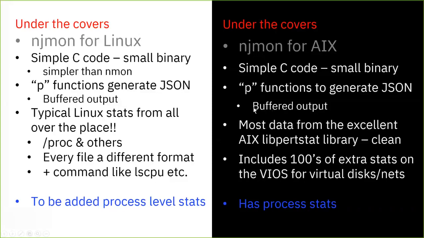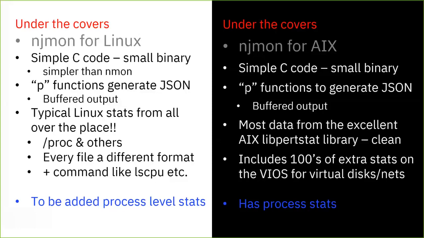Oh, it's buffered output, by the way. As you write your JSON records, they all go into a big buffer in memory, and then it does a single write out in one go at the end, so that all the data will get to the other end, the injector or into the file, in one chunk. So that helps synchronization. Most of the data in NJMON for AIX comes from the libperfstat library. It's nice and clean. The Linux is so far behind, it's embarrassing.